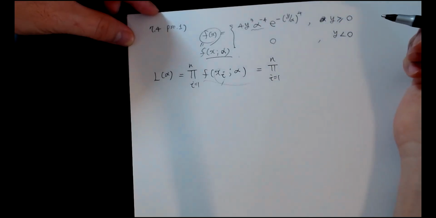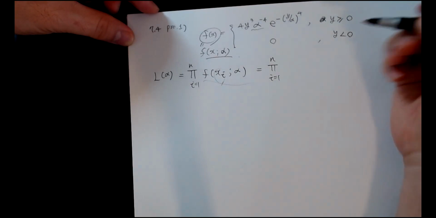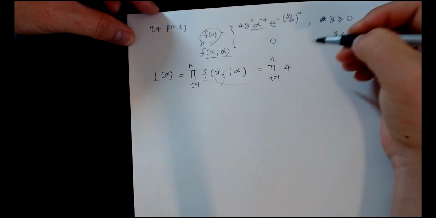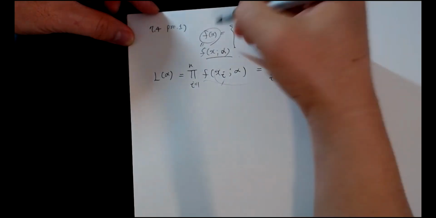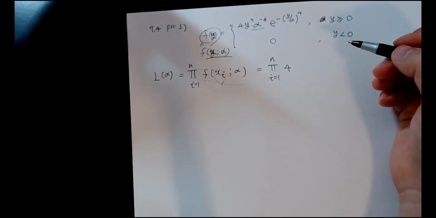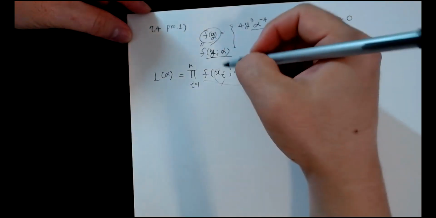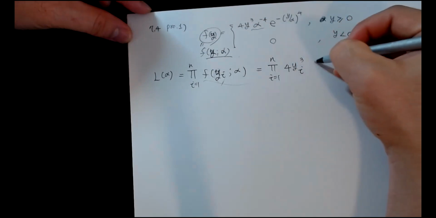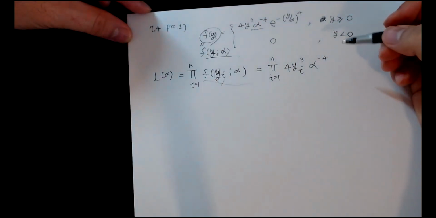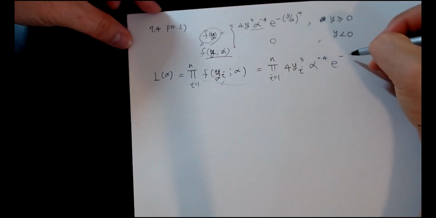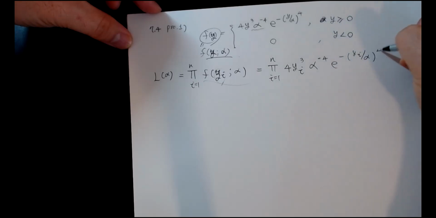Excuse me. So by the way, this is equal to 4, and sorry, because in this problem we use the letter y for the sample observations, so it should be y. So 4 times yi cubed and then alpha to the negative fourth power, and then e to the negative yi over alpha to the fourth power.